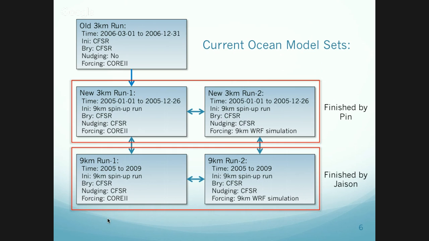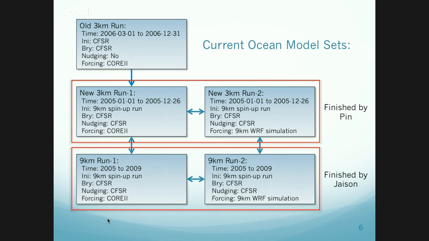And these are my new 3-kilometer runs. The first one is forced by CORE2, and the time is in 2005, from January 1st to December 26th. For these models, we output a 10-day average for our study, so there are 36 output files. So it's not the whole year, not from January 1st to December 31st, but it pretty much covers the whole year, so that is fine.